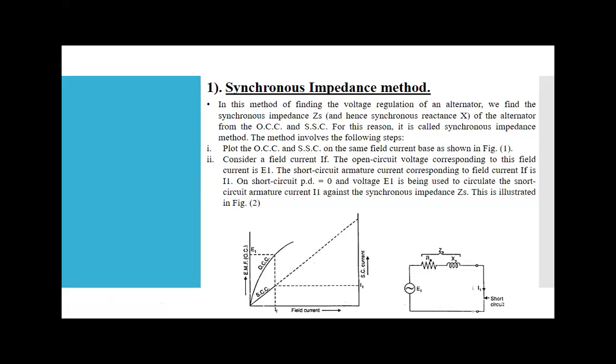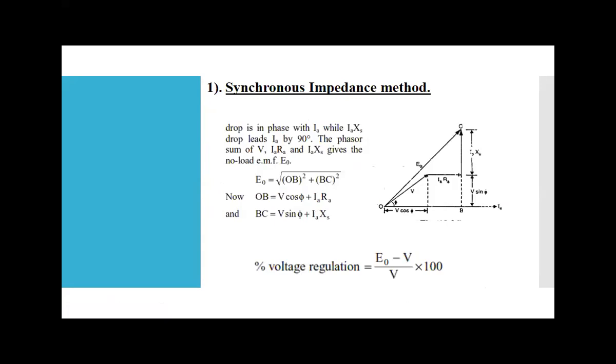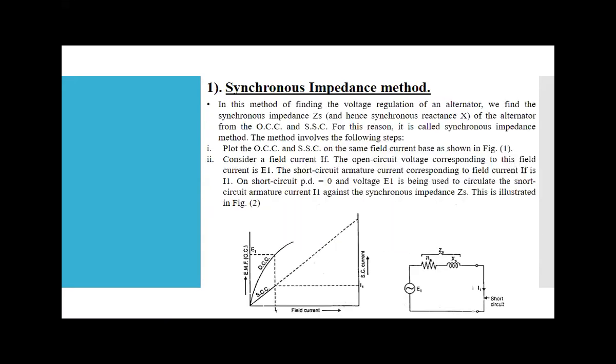Then the second test is the short circuit test. In the short circuit test, we short circuit the terminals. If we short circuit two terminals, that is also okay, but instead of that, we short circuit all three terminals and again increase the field current. As you increase the field current, the short circuit current also increases. How much do we increase the field current? Up to the rated armature current.